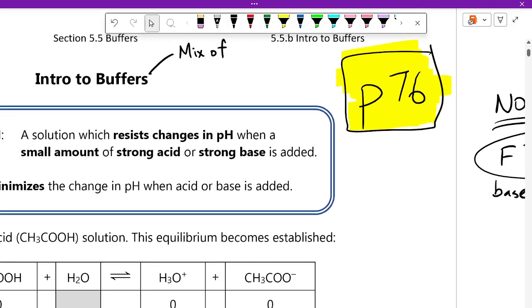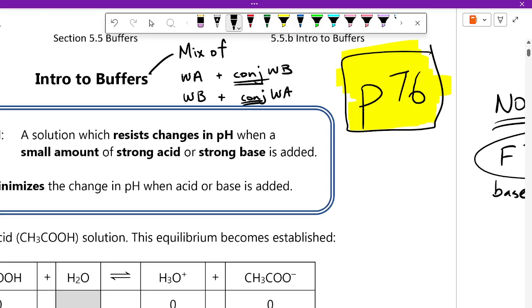But we will look at mixtures of a weak acid plus its conjugate weak base. The key here is that you're dealing with a conjugate acid-base pair. So one of them is going to be on one side of the equilibrium, one is going to be on the other side of the equilibrium. You could also have a weak base plus its conjugate weak acid.